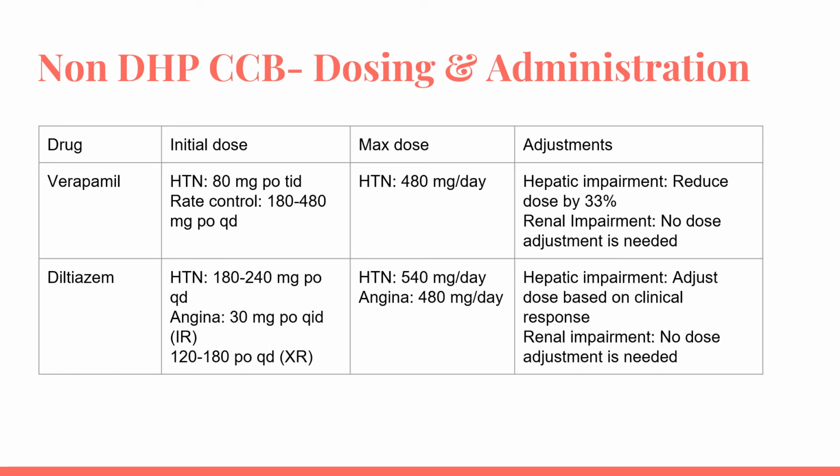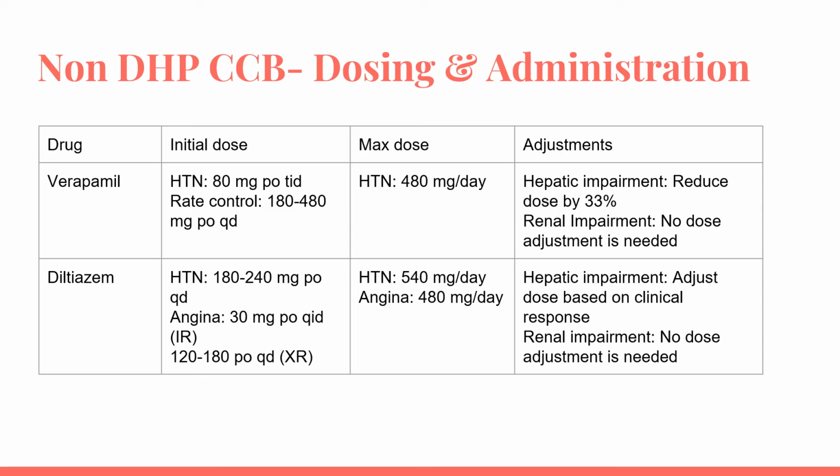For diltiazem, the initial dose for hypertension is 180 to 240 milligrams by mouth every day, and for angina, it is 30 milligrams by mouth 4 times a day for an IR formulation and 120 to 180 by mouth daily for an XR formulation. The max dose for hypertension is 540 milligrams a day and 480 milligrams a day for angina. We want to adjust the dose based on clinical response for hepatic impairment, and no dose adjustment is needed for renal impairment.